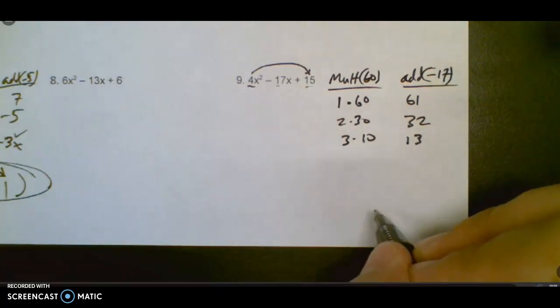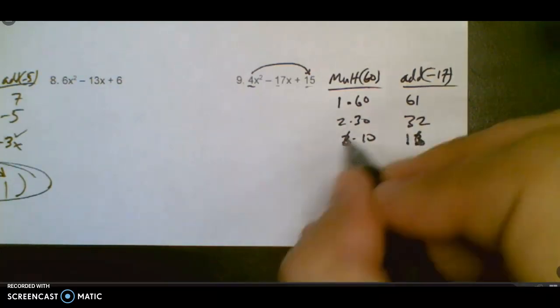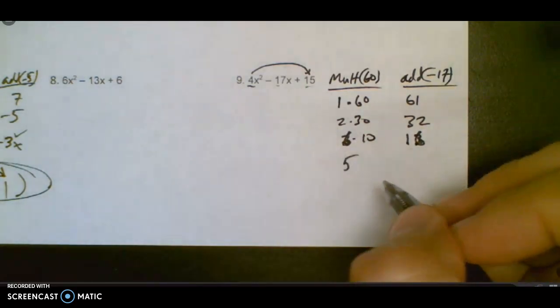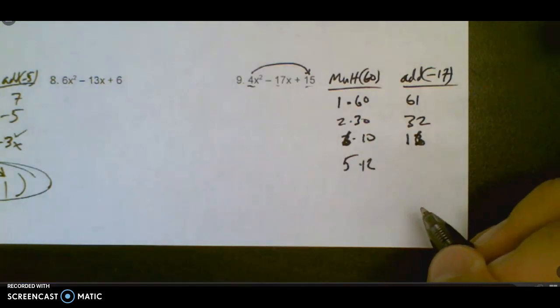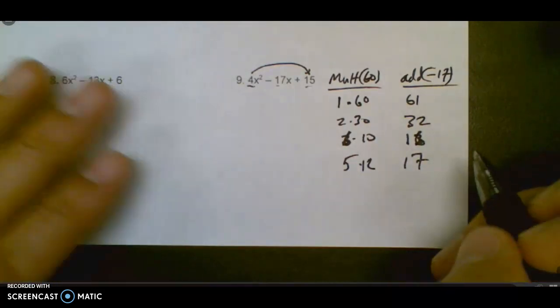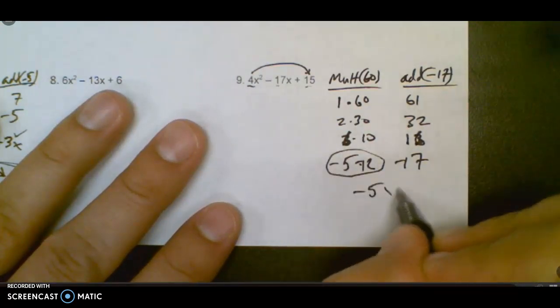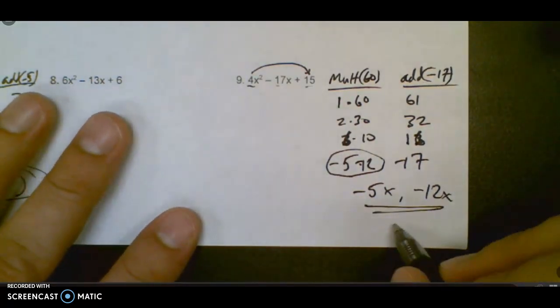Right? Wait, that's 6 and 10 makes 16. What else can we do? 5 and 5 go into 60. Is that 12? That might be the winner. 60 divided by 5 is 12. 5 and 12. Okay, so that makes 17. Cool. So I found my winners, only I wanted a negative 17, so change the sign of all of them. So really, negative 5x and negative 12x are your winners. And once again, those are your inner and outer FOIL.